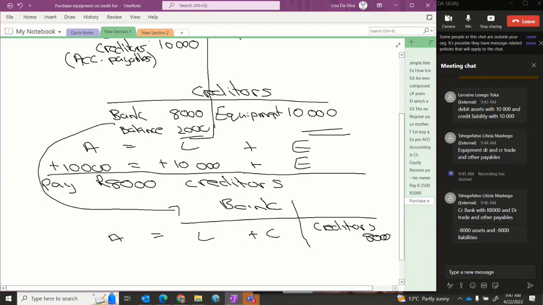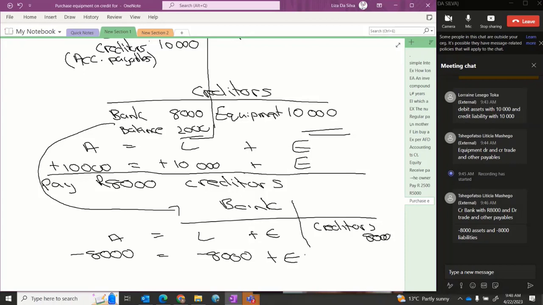L plus E. If you pay, then your assets are decreasing with 8,000 and your creditors are also decreasing with 8,000 rand. And there your equation is still balancing. If you understand these basic principles, then you'll be fine to do all the rest. I just want to do one more on these, then I'll move on.